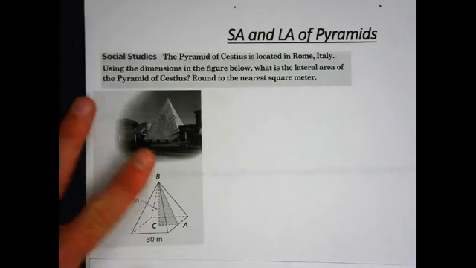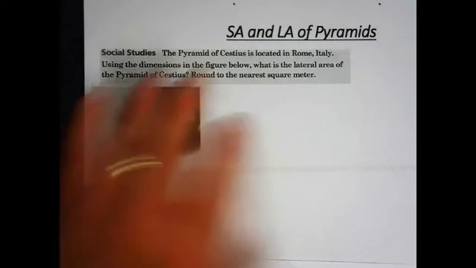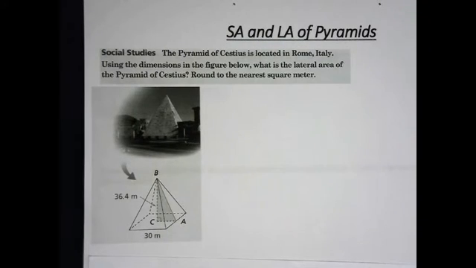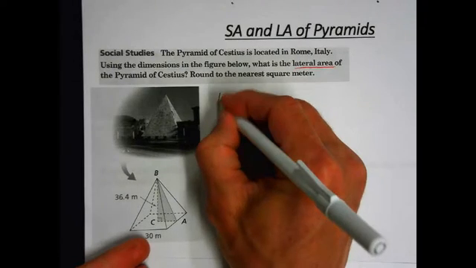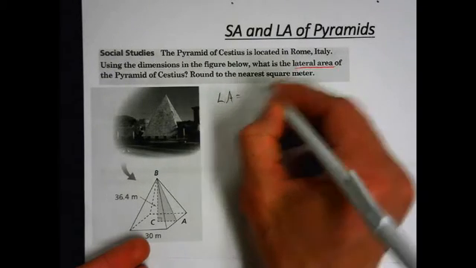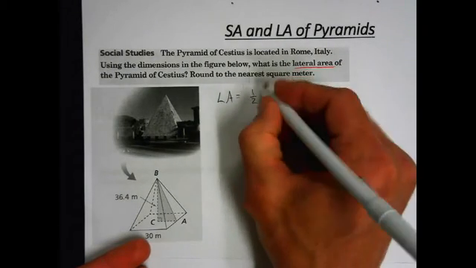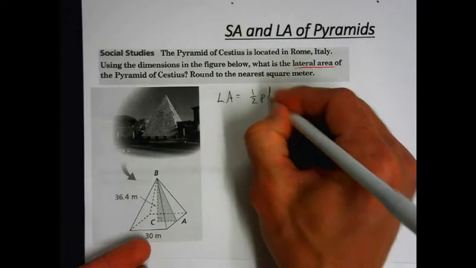Okay. The pyramid of Cestius is located in Rome, Italy. Using the dimensions in the figure below, what is the lateral area of the pyramid of Cestius? We're going to round to the nearest square meter. So here in this case, we're using lateral area. And how is it that we find lateral area of a pyramid? It is 1/2 the perimeter of the base times the slant height.